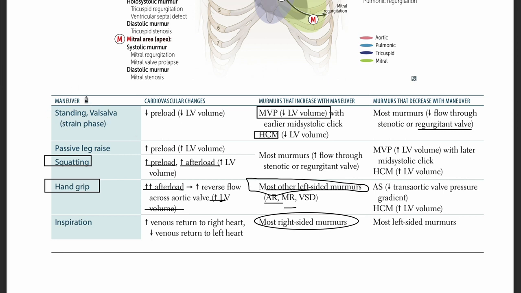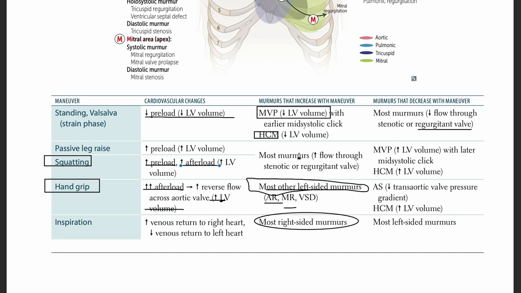Standing Valsalva increases MVP and HCM murmurs and decreases most of the other murmurs. Why? Because it decreases preload, which decreases left ventricular volume. The passive leg raise will cause an increase in preload, so increase in LV volume. And then you have squatting, increase in preload and increase in afterload, because you're increasing venous return but also increasing the peripheral resistance for the aorta.